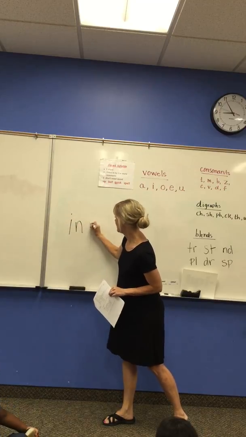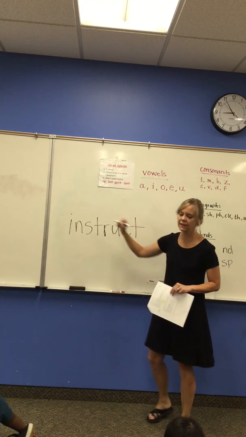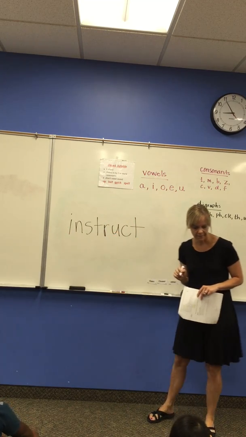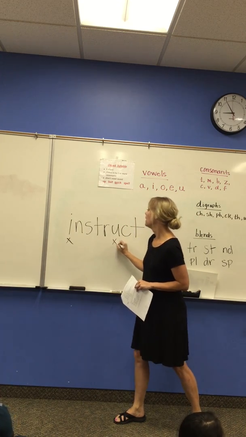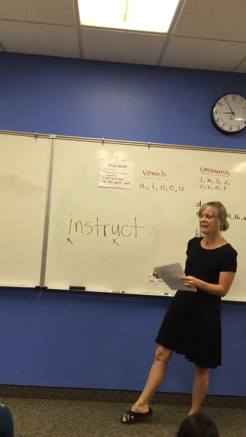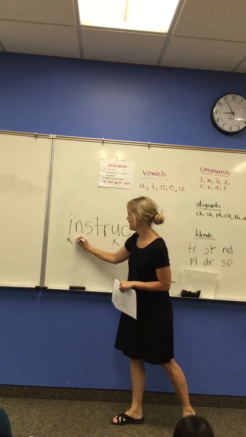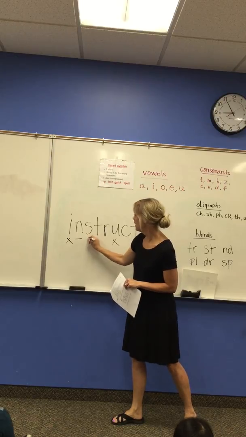Sorry, this is our last word. Ooh, it's a big one. Start on the left and name the vowels. I, U. How many consonants are in between? 4. Name them. N, S, T, R. Start here and name them. Ready? N, S, T, R.